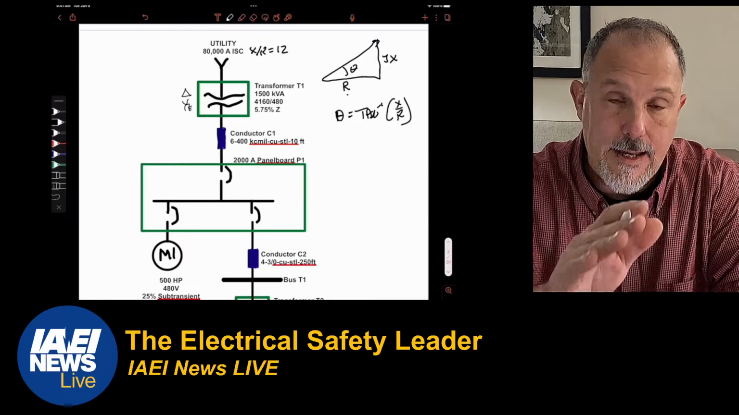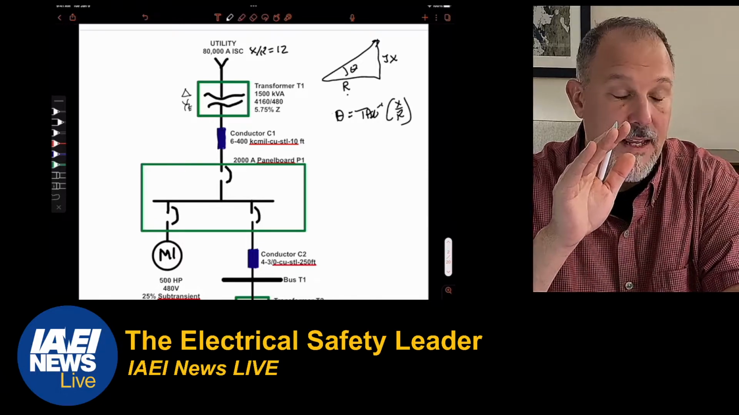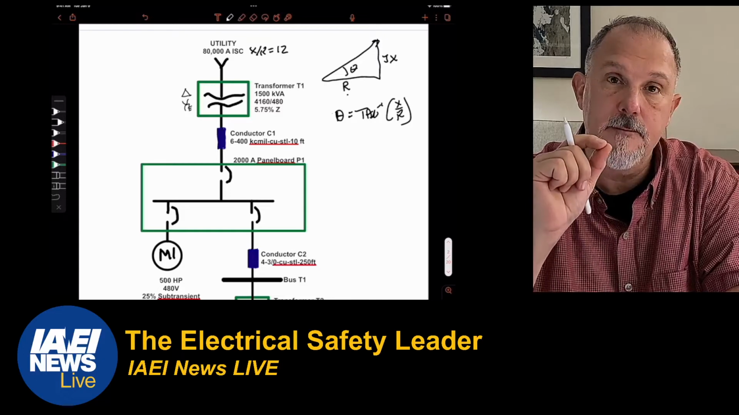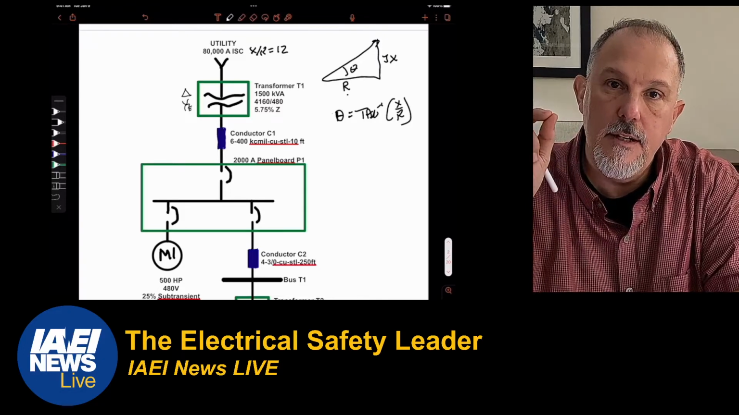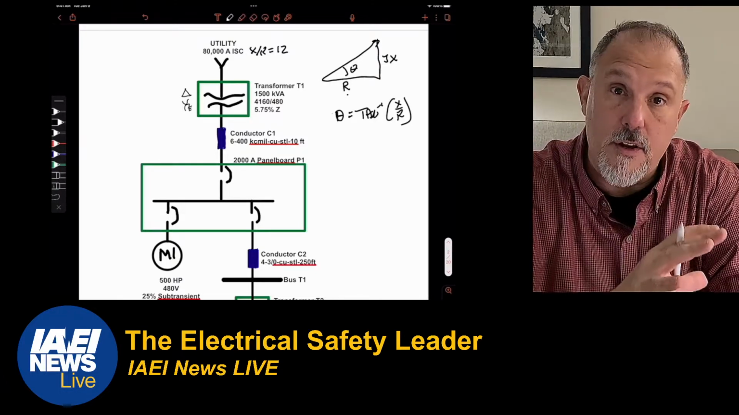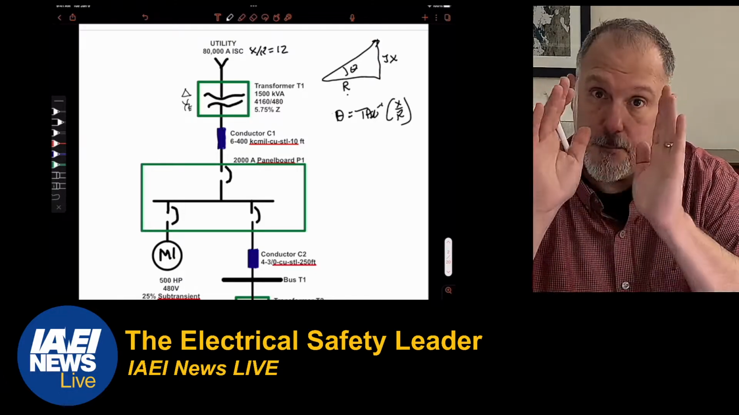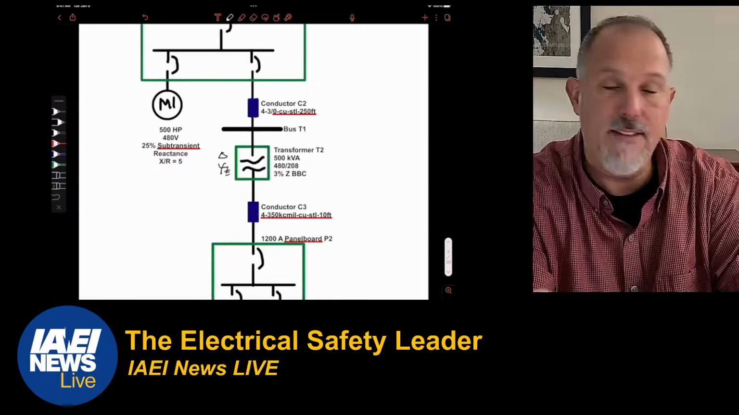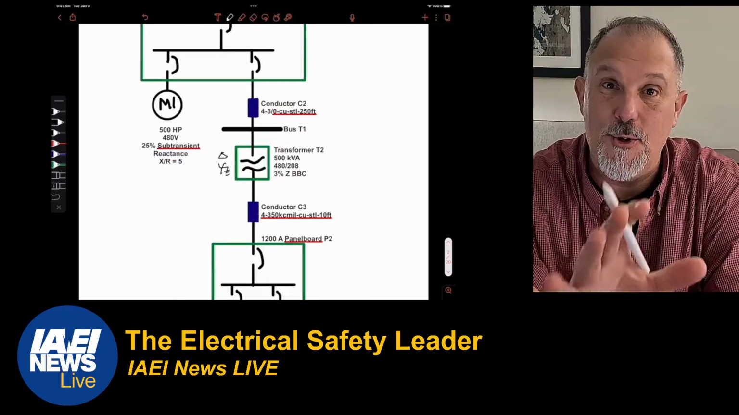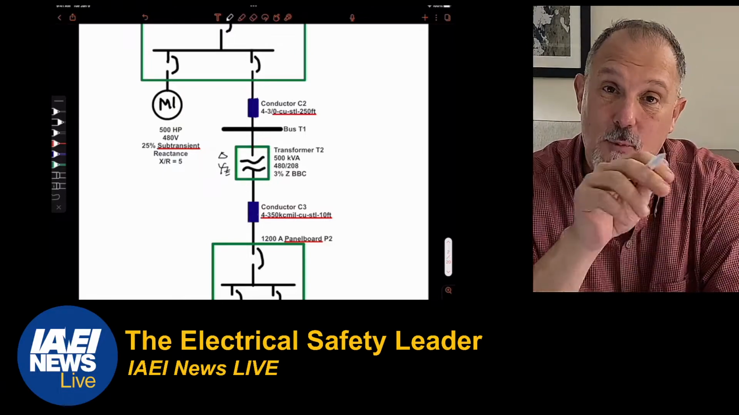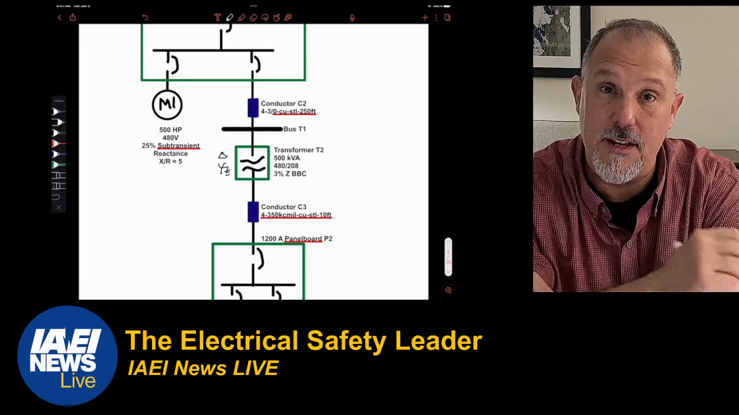So, in any case, by giving an X to R ratio, that gives us the ratio of the inductive component to the resistive component of looking back at the utility. You'll notice I'm going to add a motor, and we're going to show you how you create your impedance diagram when you have a motor involved, and we'll calculate the fault currents.